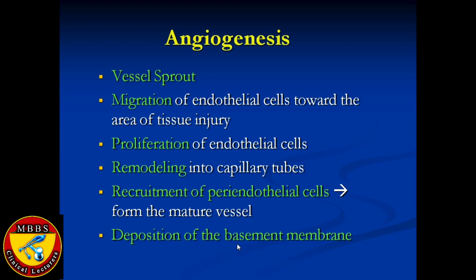These are very delicate and fine tubes, and they have to be reinforced. The reinforcement takes place by the periendothelial cells and ultimately leads to the formation of mature vessels. What are these periendothelial cells? These are pericytes in the capillaries and smooth muscle cells in the slightly larger, medium-sized arteries.